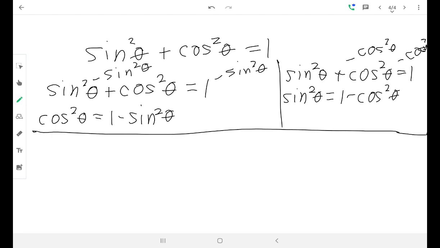There is one other thing that I want to talk about with these two, and that is if you have, let's say, for example, that you have cosine squared theta equals 1 minus sine squared theta.